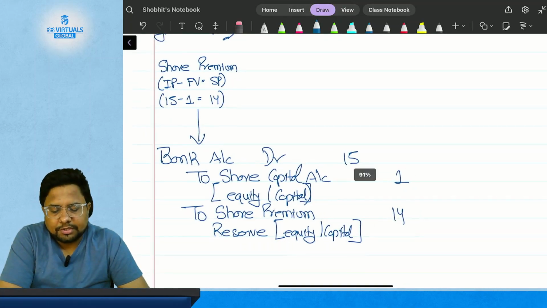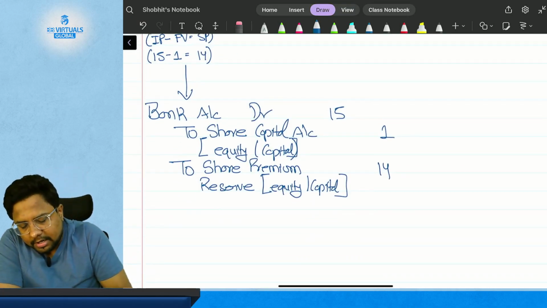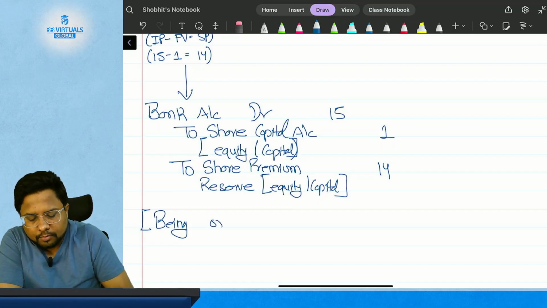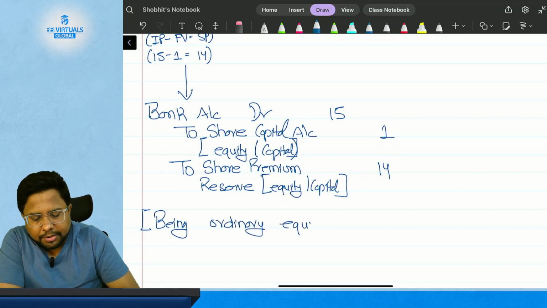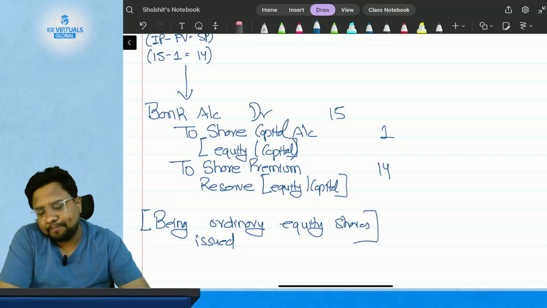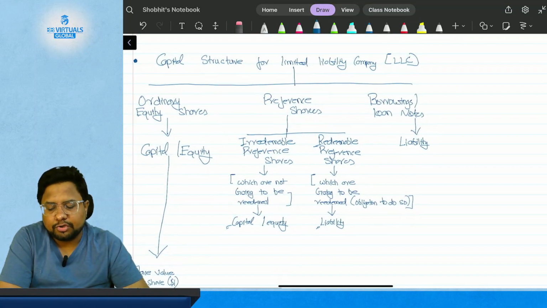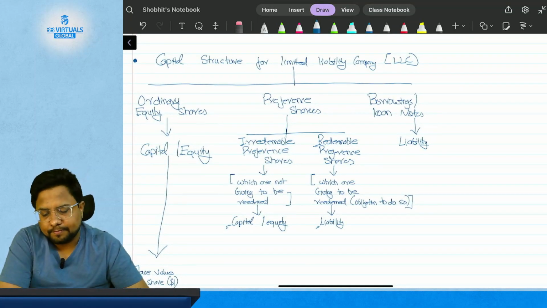Okay, so this is the general entry in the case of issue of shares, and the narration will be: being ordinary equity shares issued, right? So this is the first adjustment for the issue of ordinary equity shares.